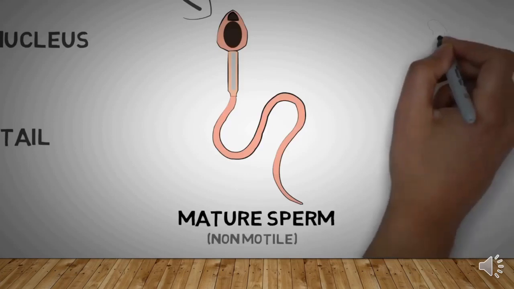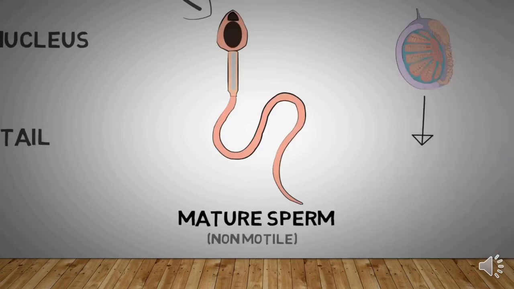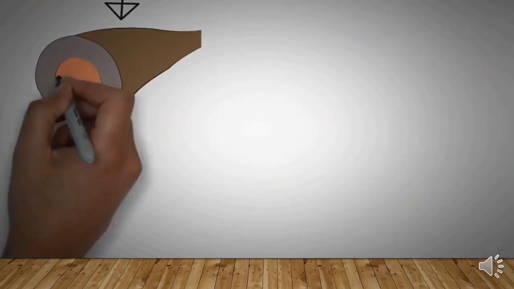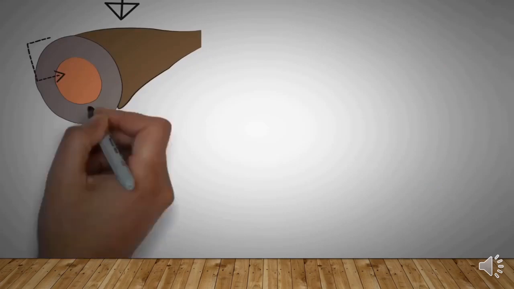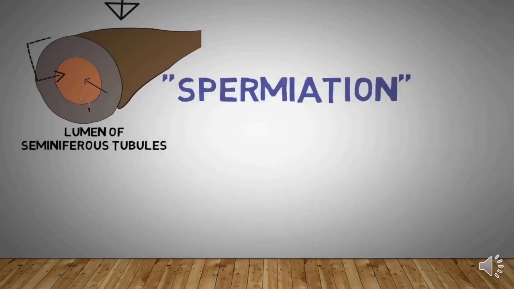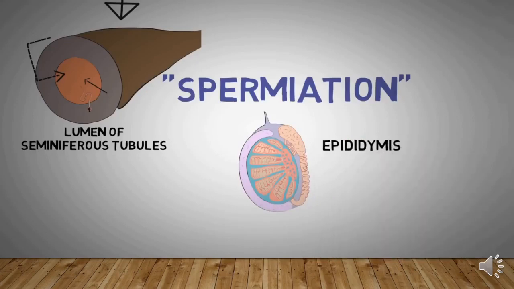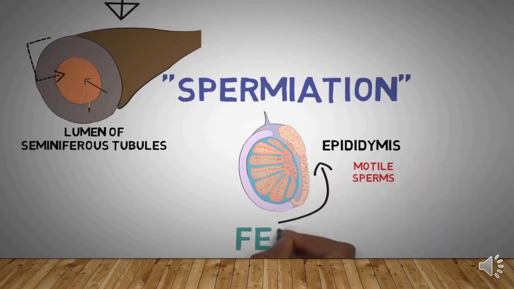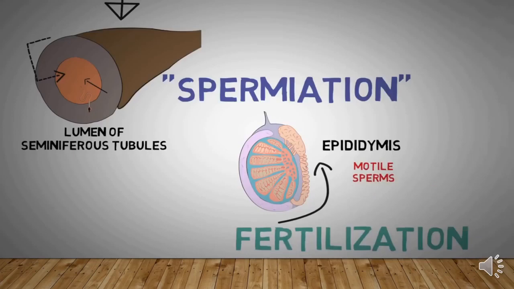But the mature sperms are still non-motile. As we know, the process of spermatogenesis runs in the wall of the seminiferous tubule. The mature sperms are then released in the lumen of the seminiferous tubule through a process called spermiation. The sperms then spend a few days in the epididymis and gain motility. The motile sperms are thus capable of fertilization. So this was all about the process of spermatogenesis.